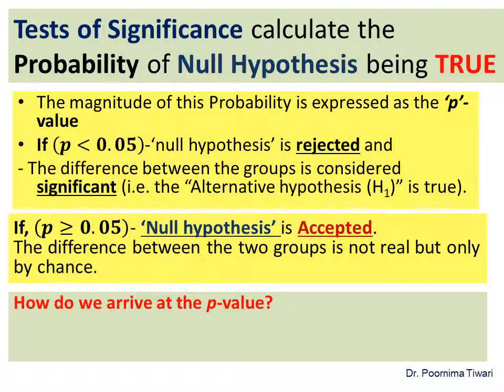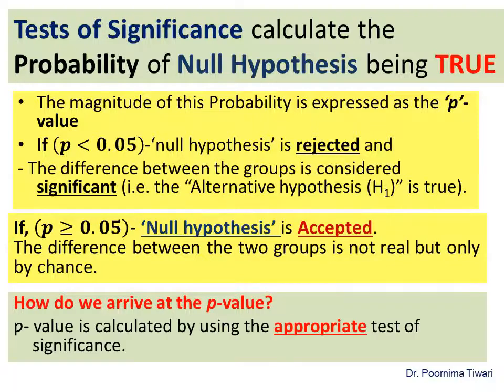And how do we arrive at this p-value? P-value is calculated by using the appropriate test of significance. So, if a test of significance has been applied to a study where it is not appropriate, the p-values will be rejected by the reader. So, we have to be careful that the appropriate test of significance has to be applied.